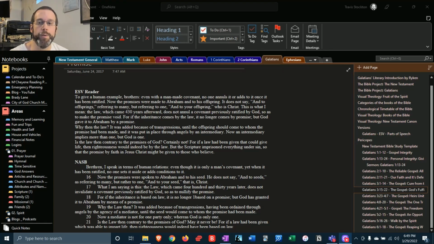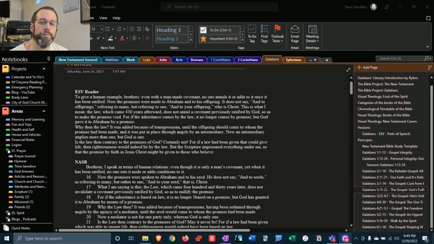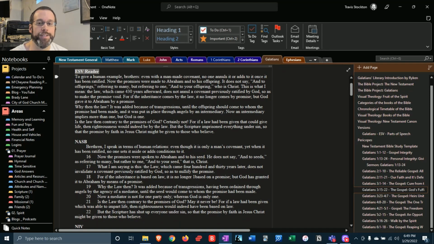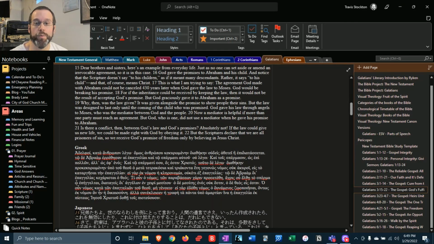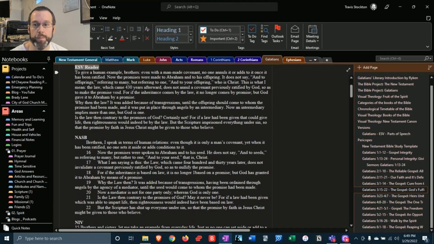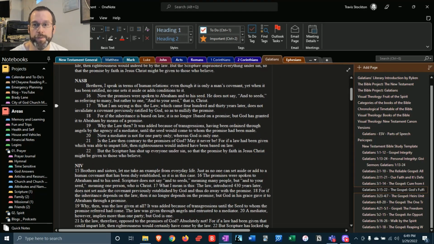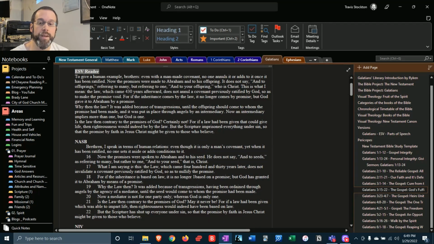I'm going to use a passage I've already studied, Galatians 3:15 through 22, so that you can get an idea of what I'm doing in that template. In that template, I have a section header for each of the different translations that I like to reference as far as scripture is concerned. I use ESV primarily with my family, and then I use the NASB, NIV, and NLT as reference points for the different translation methodologies.